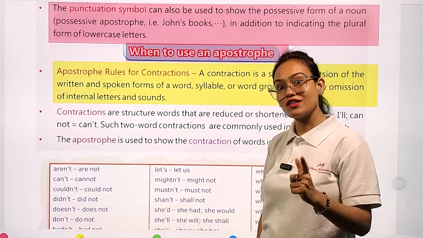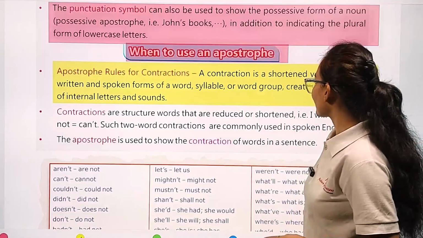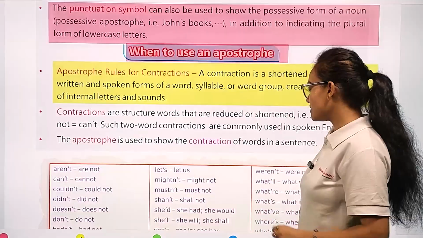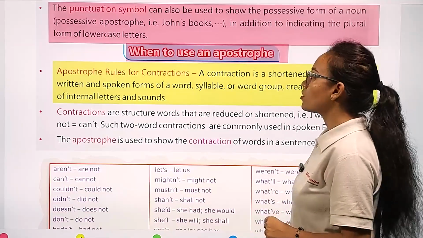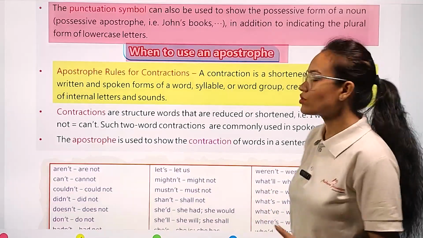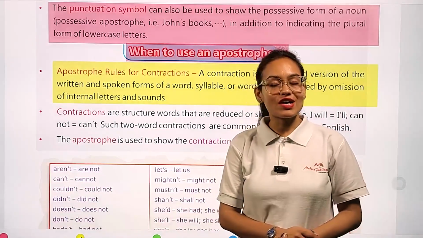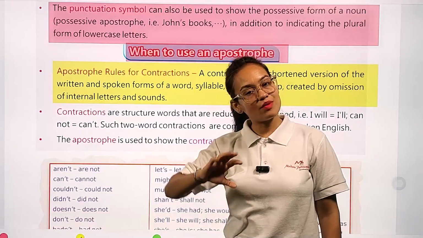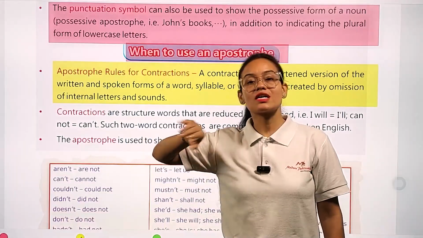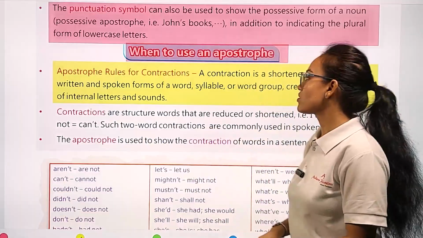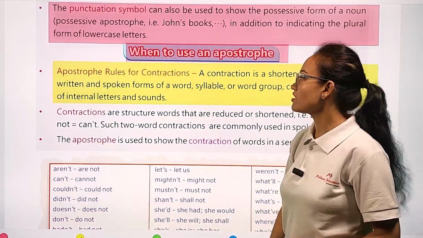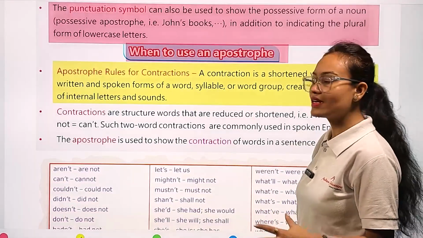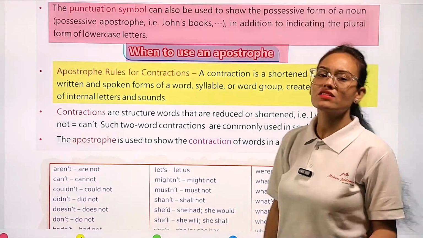A contraction is a shortened version of the written or spoken form of a word, syllable, or word group created by omission of internal letters and sound. What is the meaning of contraction? First of all, contraction means the short form of any word in which many alphabets are omitted or sometimes words are left out. So they are called contractions. They may be in the form of a word, syllable, or word group, or it can be created by omitting the internal letters and sound as well.